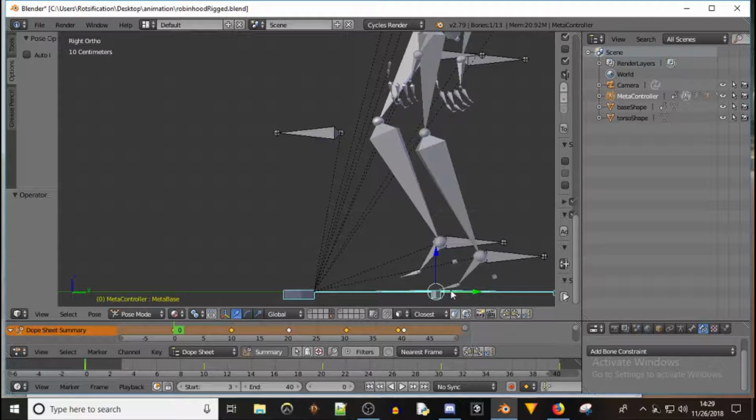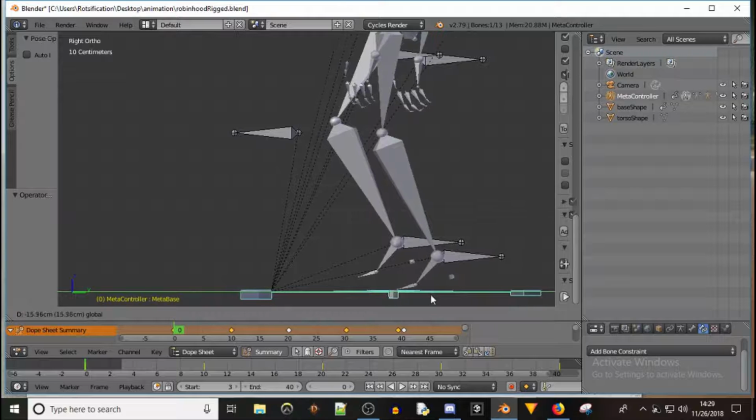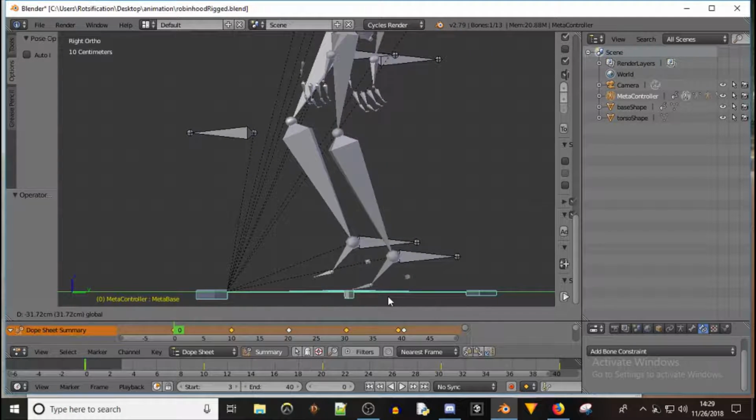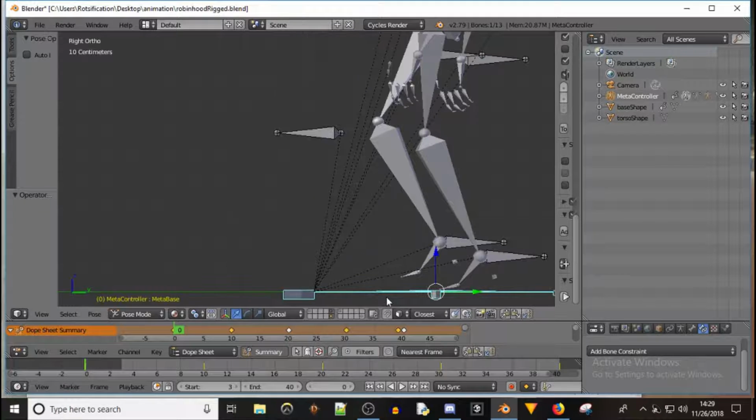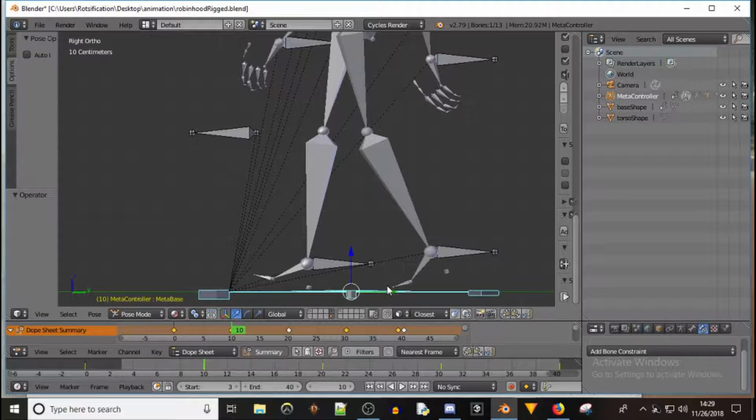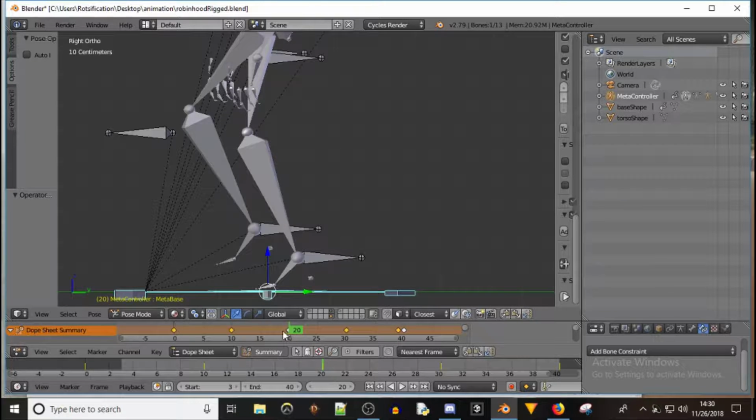So if I go 1, 2, 3, go to the next frame. So we can see here it's touching. So I know if it's 6 squares every 20 frames, my next keyframe where the legs switch.